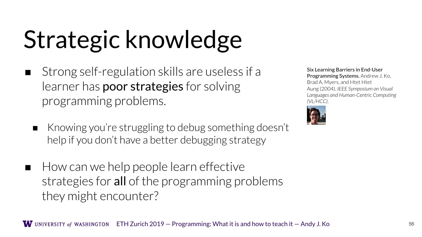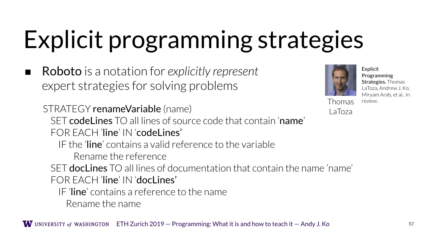Strong self-regulation skills really are useless if you have poor strategies for solving programming problems. It doesn't really matter that you know that you're struggling to debug if you don't have a good way of debugging something, for example. So how do we help people learn effective strategies for all of the different problems they might encounter in their programming process? So one thing we've tried is inventing a notation that explicitly represents expert strategies for solving problems.